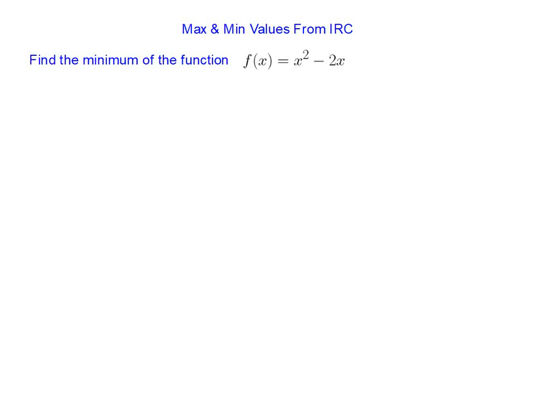So let's have a look here at how we can use the instantaneous rate of change to find the max or minimum value of a function. So here we're asked to find the minimum of this function f of x equals x squared minus 2x. And again, we're asked to do this finding the instantaneous rate of change. So step number one here is to find the function that represents the instantaneous rate of change.